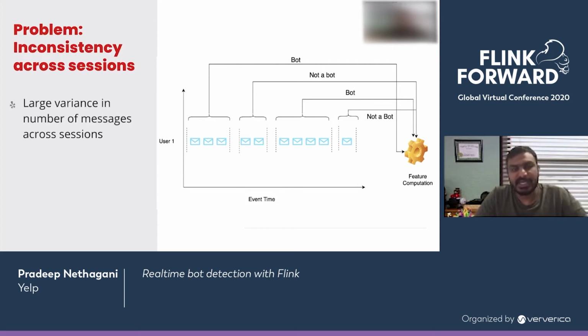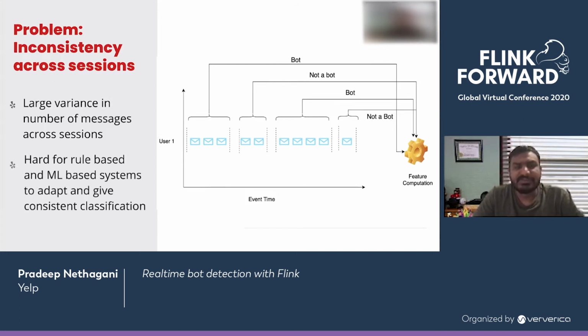So there is a large variance in the number of messages across the sessions, which means you could potentially give inconsistent classifications for the same user across the sessions. So this is what you want to avoid. And the second problem with this is it's hard for the rule-based and machine learning-based systems to adapt to this kind of variance and give consistent classifications across the sessions. So this is also one of the problems that we wanted to solve.